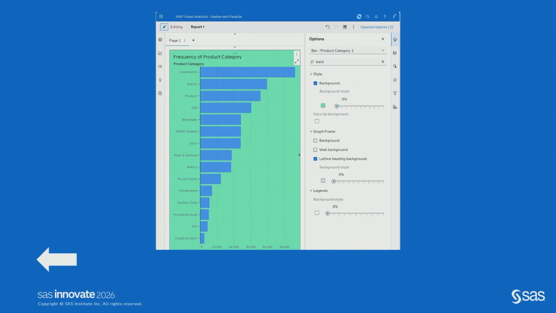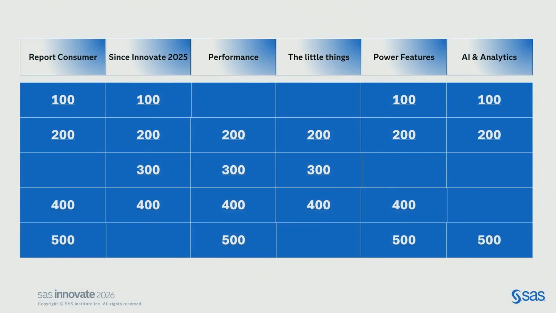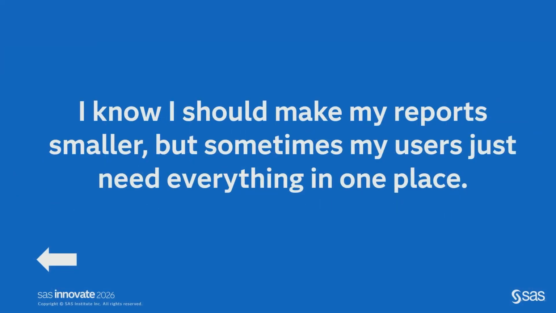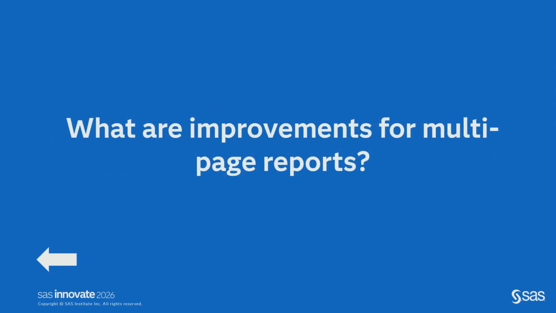All right, staying in the front row. Gentlemen, you're up. Pick one. Let's do performance for 400. Performance for 400. I know I should make my reports smaller, but sometimes my users just need everything in one place.